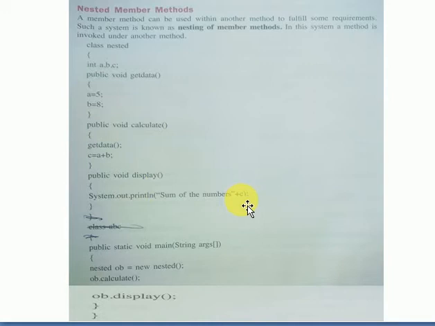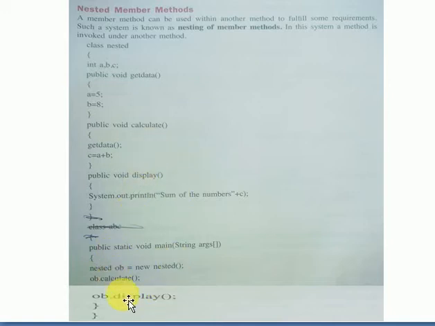Now, public static void main, String args. Object is created. Nested ob is equal to new nested. Object is created. ob.calculate. See, I am directly calling calculate, not getData. When I call the calculate function, getData is called in turn, and ob's a and b will be assigned 5 and 8 respectively. That is the calculate function. Then the ob.display function. ob.display will display the value of c.